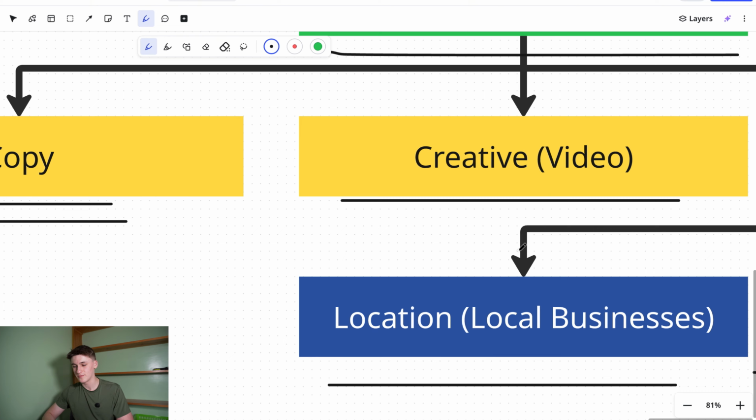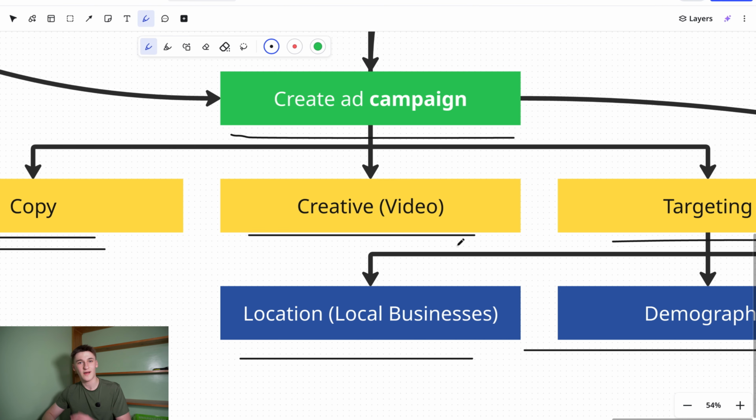And the creative should be a visual representation of this. You don't have to have any fancy editing at all. You can film this on your phone and just talk to your ICP about their pain points, how you can help them using your offer. And that's a very basic understanding of what the video layout should be.